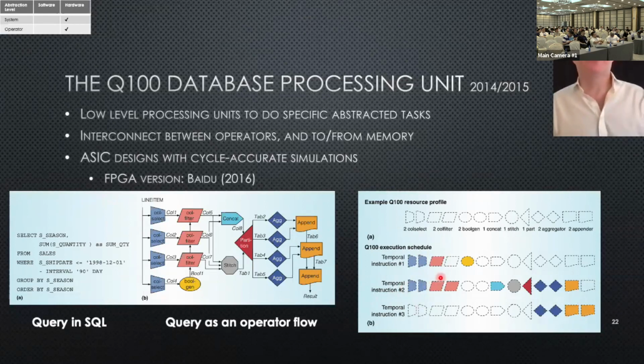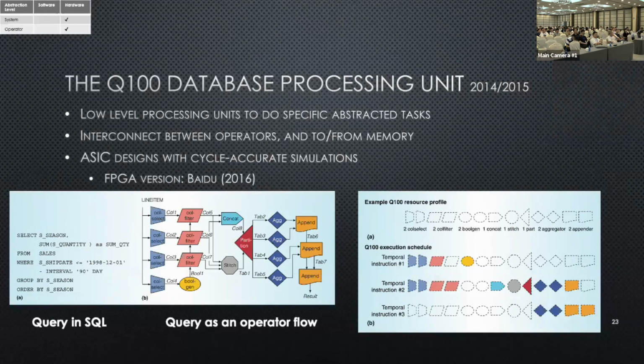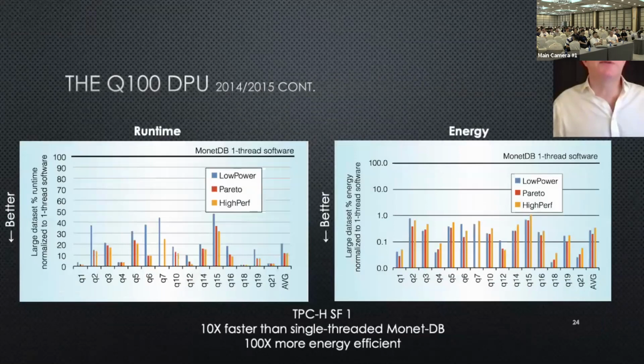We carried the Q100 design through the physical design stage, measuring the area and the power, and then we did cycle-accurate simulations in order to measure the runtime. I should also mention that in subsequent work, Baidu implemented an FPGA version of the Q100 design. So here are some results on TPCH scale factor 1, normalized to the time that one thread of MonetDB would take as of 2014.